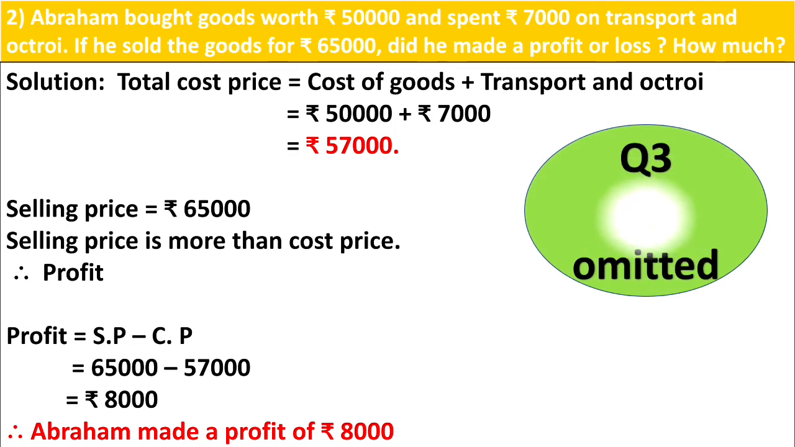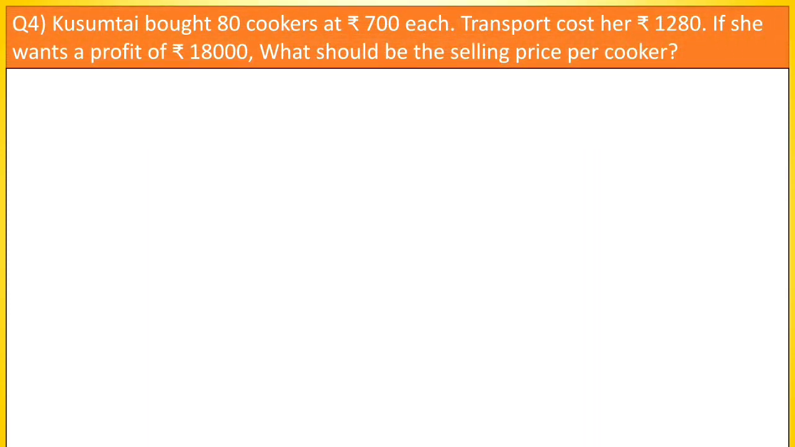Now children, question number 3 is omitted. We'll see question number 4. Kusumtai bought 80 cookers at rupees 700 each. Transport cost her rupees 1280. If she wants a profit of rupees 18,000, what should be the selling price per cooker? Now students, here profit is given and the cost price of each cooker is given, 700, and Kusumtai bought how many cookers? 80 cookers. First we will calculate the total cost price of the cookers.